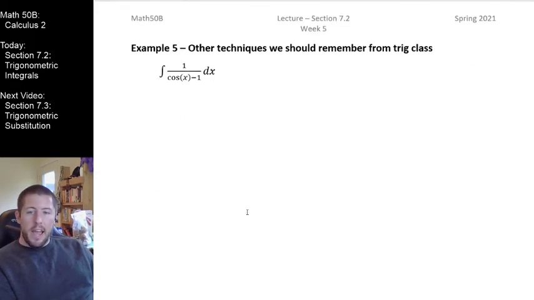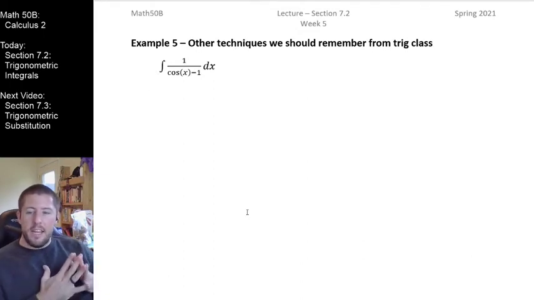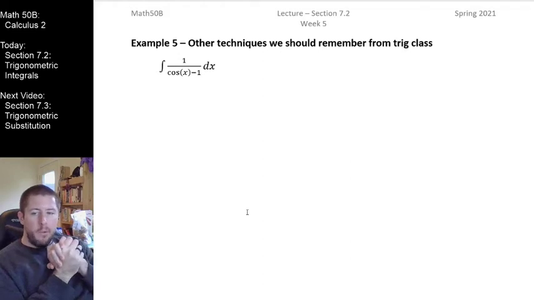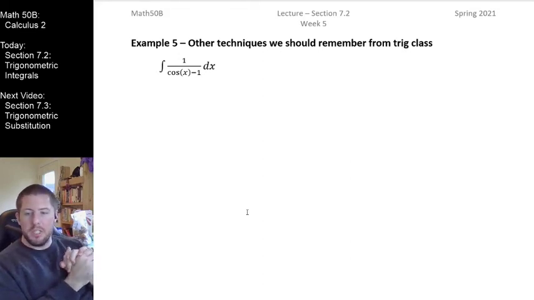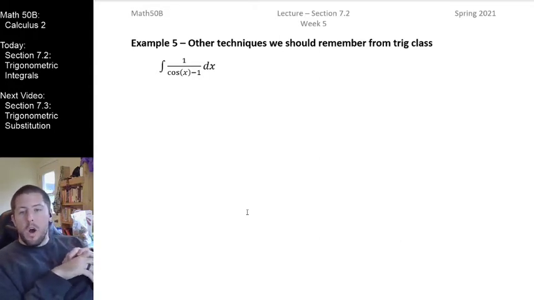So let's go ahead and look at one other technique that we should definitely be remembering from trig class out here, that we kind of need to know for some more manipulations of expressions inside of an integrand. So we're looking at the integral of 1 over cosine of x minus 1 dx.